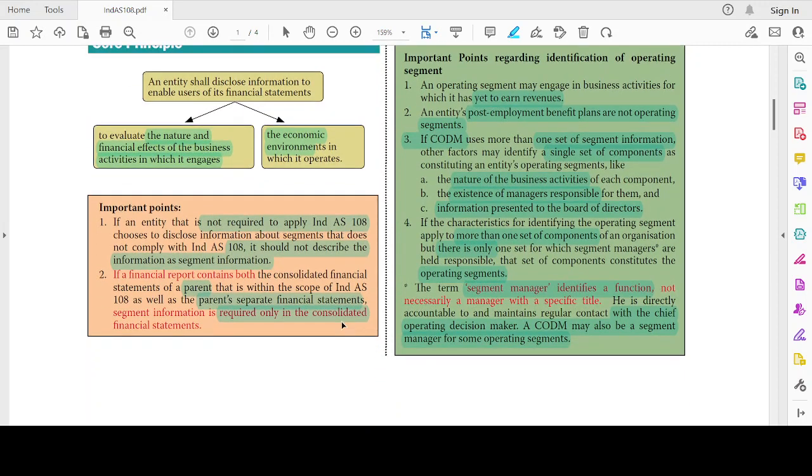If the CODM reviews more than one set of segment information, other factors may identify a single set of components as constituting an entity's operating segments, like the nature of business activities, the existence of managers responsible for them, and information presented to the board of directors. For example, there is more than one set of information which is reviewed for a particular segment. How are we going to determine the operating segment? For that, the standard gives a clarification. Then you can go by the nature of business, or the existence of a manager responsible, or based on the information which is presented to the board of directors.